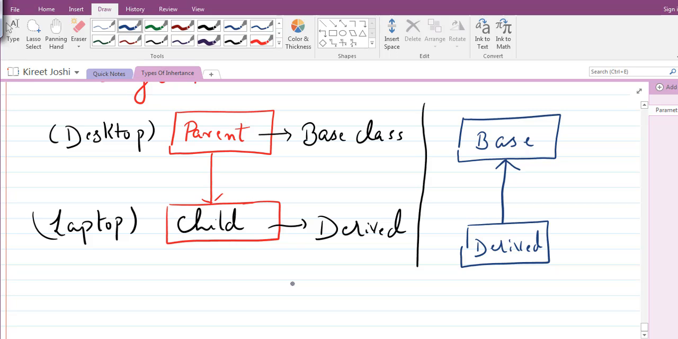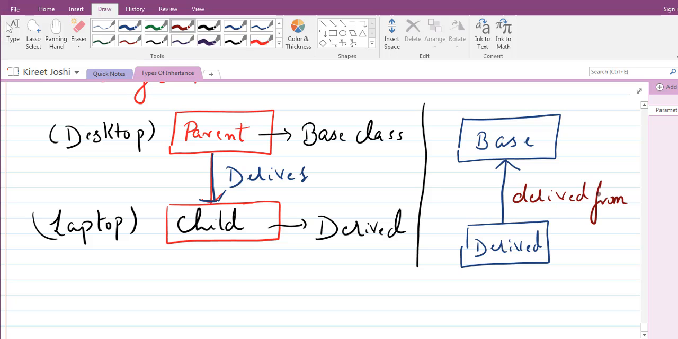There is no anomaly or misconception in these types of syntaxes. The first syntax says that parent derives child. So the arrow from parent to child says that parent derives child, and the arrow from derived to base, that is from child to base, says that this child is derived from. So the meaning of both these arrows is the same, but the representations are different.